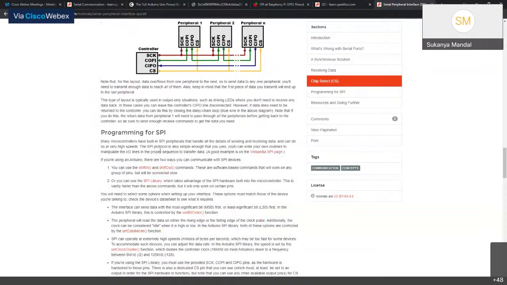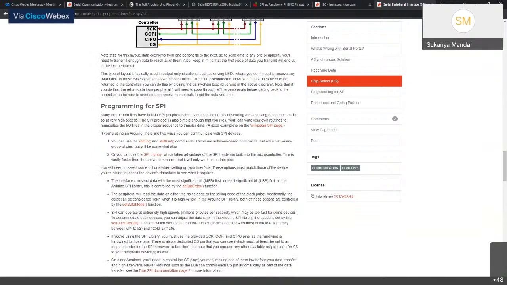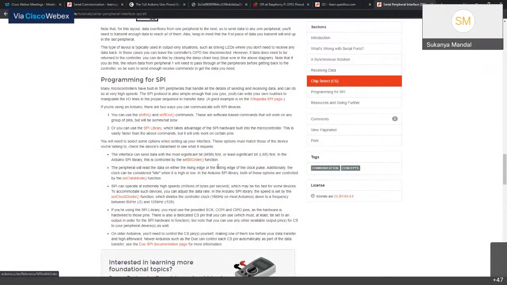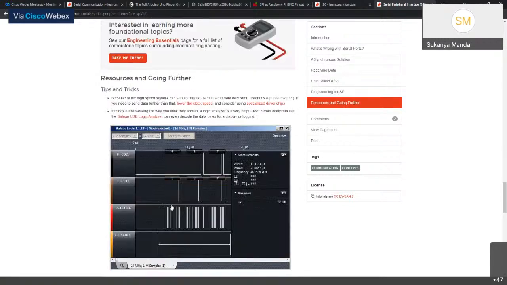Now, these are just examples of programming for SPIs. You can use the shiftIn and shiftOut commands. Then the Arduino IDE has SPI libraries that basically help in doing the SPI mode of communications. And it pretty much looks like this. Once you transfer the data, there's a clock. Once the data transmission is stopped, then the clock signal stops.